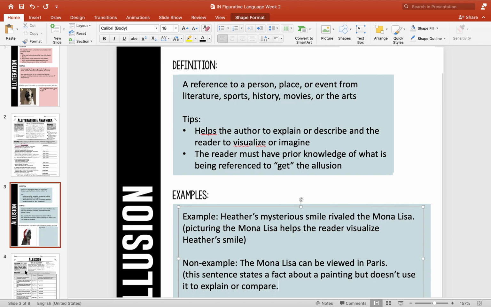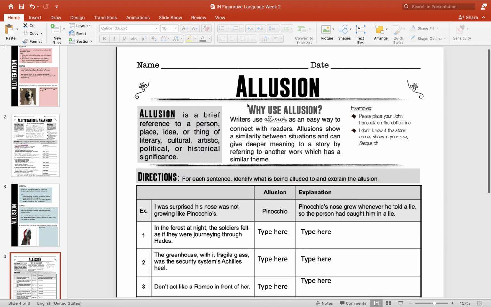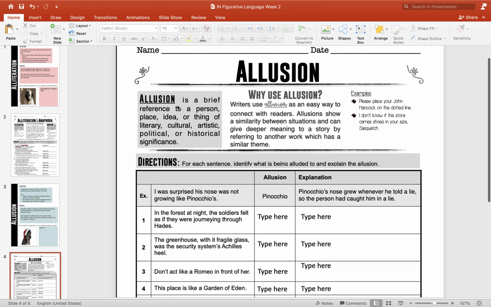All right, let's go on to your practice part. So again, allusion is a brief reference to a person, place, thing, or idea of literary, cultural, artistic, political, or historical significance. And some more examples are: please place your John Hancock on the dotted line. John Hancock is another way that we usually would say your signature. And the reason we say that is because John Hancock signed the Declaration of Independence.